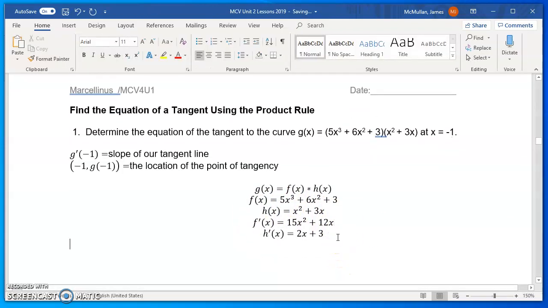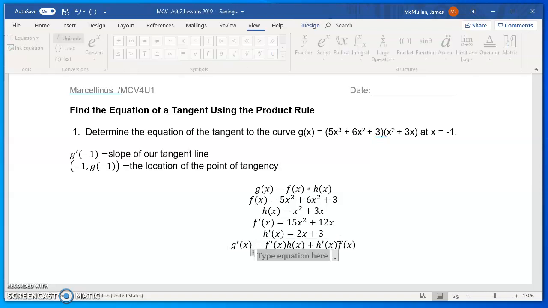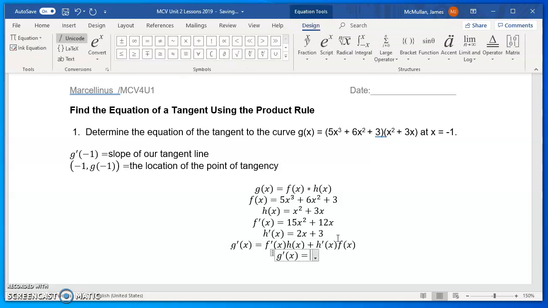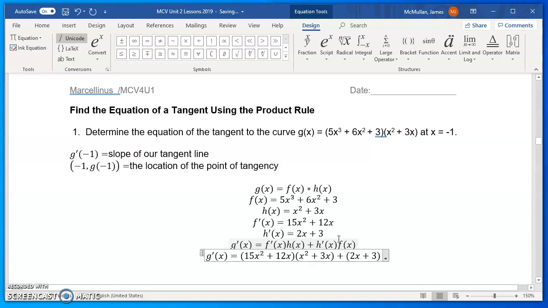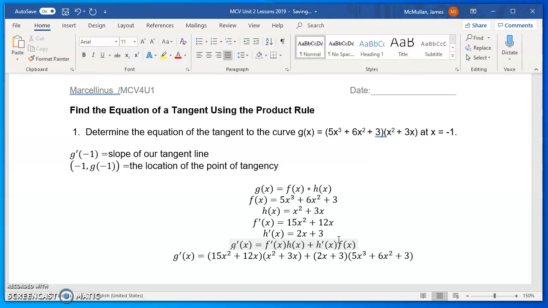The derivative of g, so the derivative of the big function, is equal to f prime h plus h prime f, right? So you just make sure you mix and match them, a different derivative with a different function in each part. So g prime in our case would be, put f prime first, so 15x squared plus 12x. Then I put h, x squared plus 3x. Then I add h prime, 2x plus 3. And then the original f, 5x cubed plus 6x squared plus 3. Okay, so that's g prime.